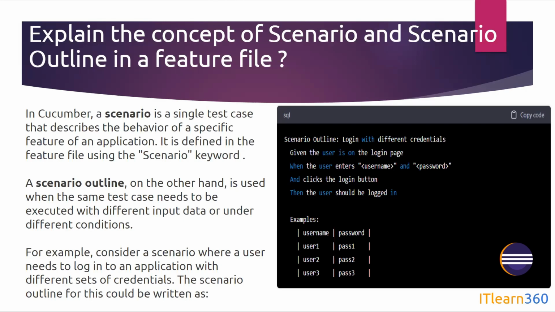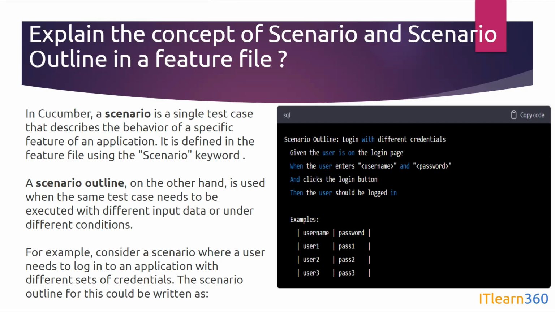Now, the next one. Explain the concept of scenario and scenario outline in feature file. So basically in a feature file, we have both scenario and scenario outline. This can be asked in the form of a difference or just to know that. In this, you can say a scenario is a single test case that describes the behavior of a specific feature of an application. It's defined in a feature file using the scenario keyword.